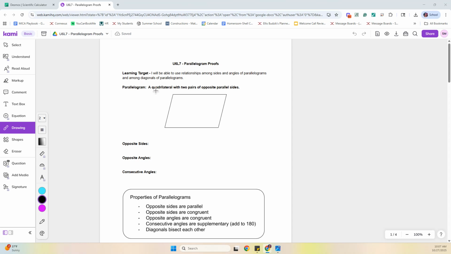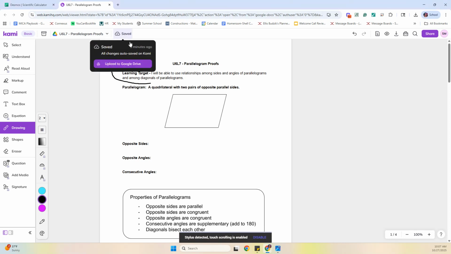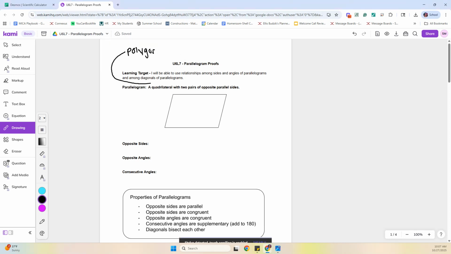A parallelogram is a quadrilateral, and a quadrilateral is a polygon with four sides. So it's a quadrilateral. It has four sides with two pairs of opposite parallel sides. So in order to mark our two opposite sides parallel, we can use this symbol right here. It's a little arrow type symbol.